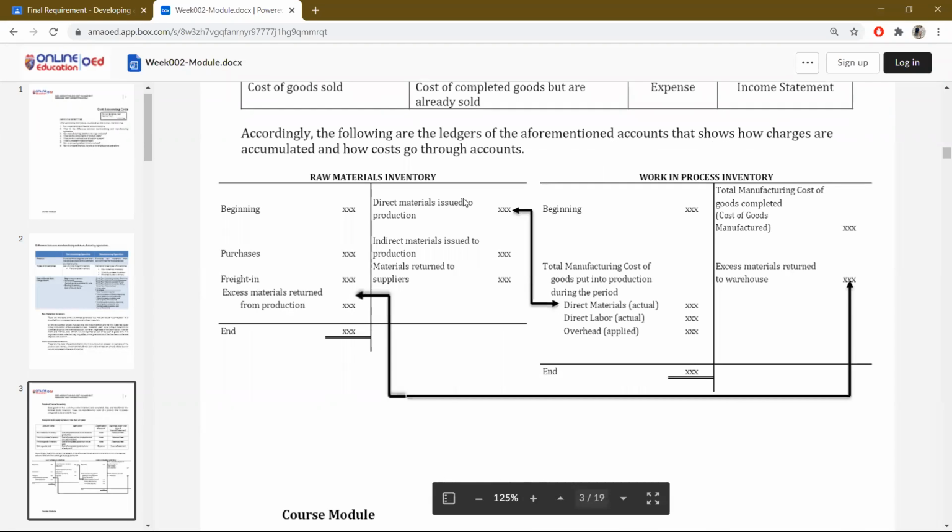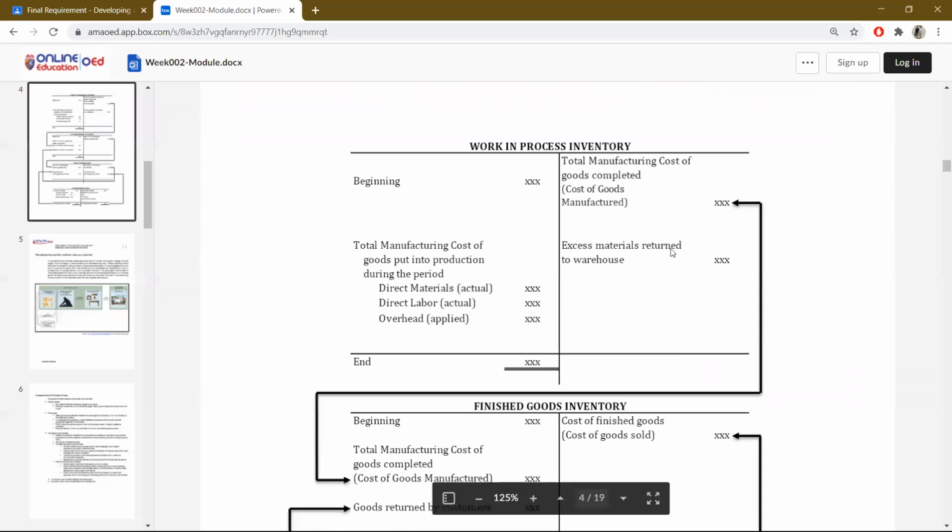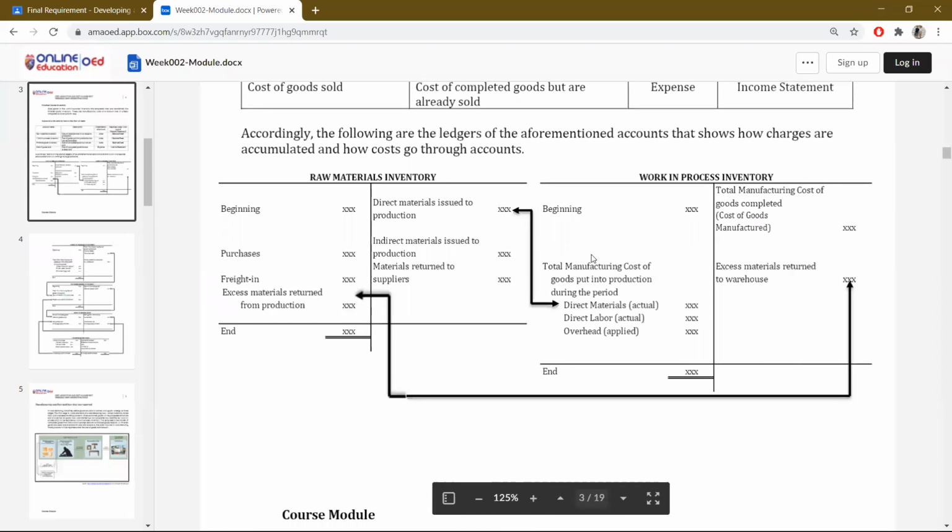This is familiar, it is what I presented earlier, but this is just a more detailed presentation. You can see there is freight in, of course, it is still part of the raw materials inventory, the freight in, excess materials returned from production. Let's go back to this. Kindly just look into this, but they are the same. It is the same as what I presented to you. Beginning, DMDL overhead, cost of goods manufactured, excess material returned to warehouse.